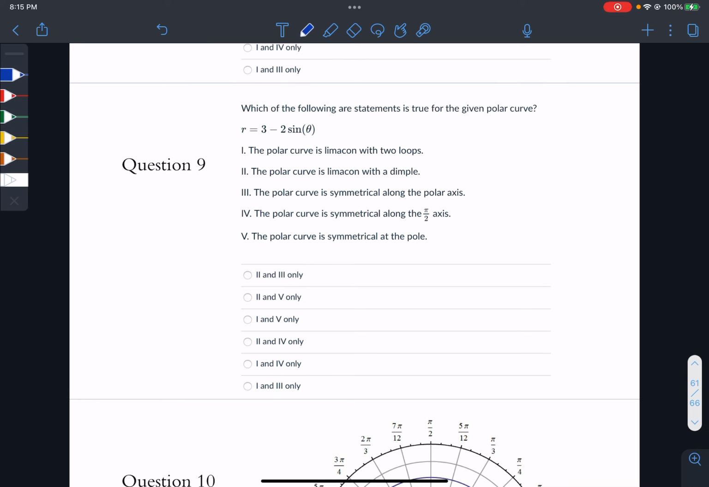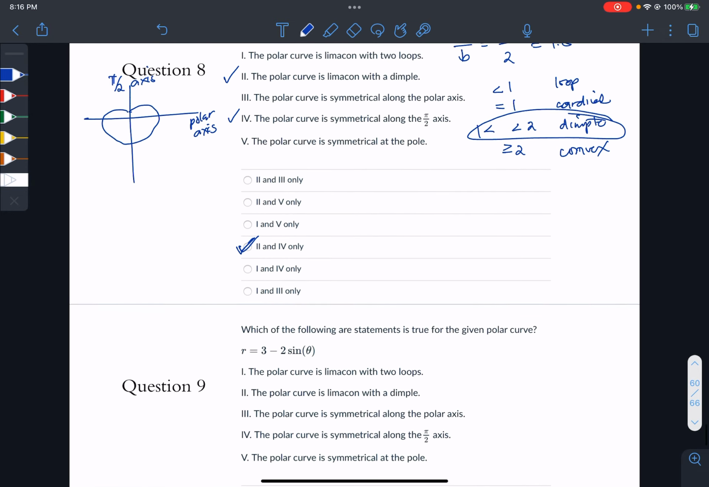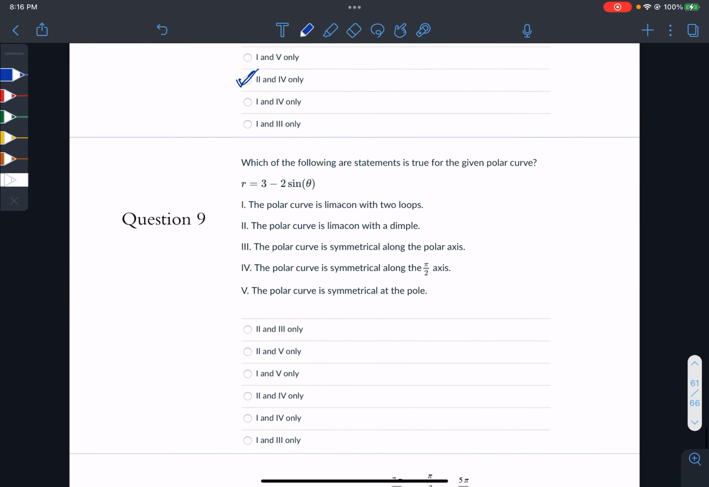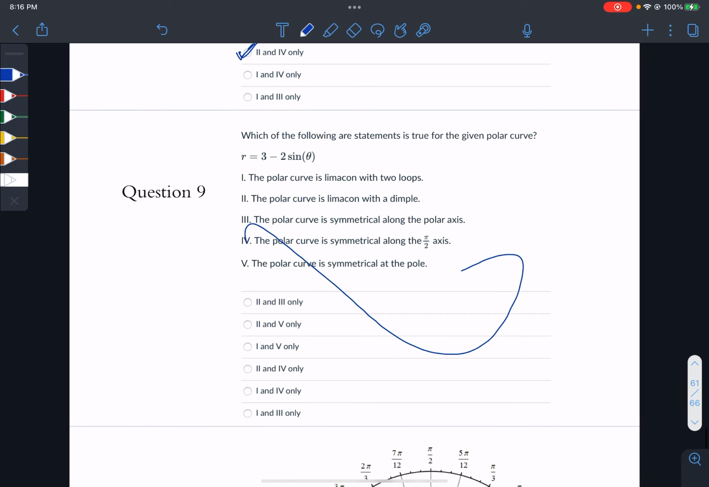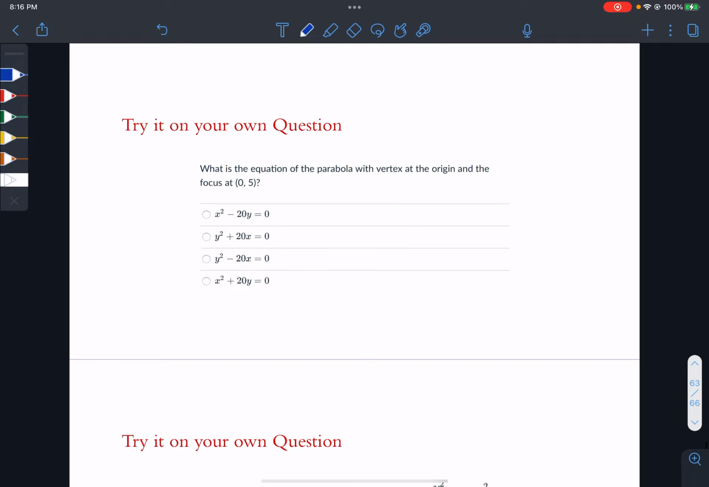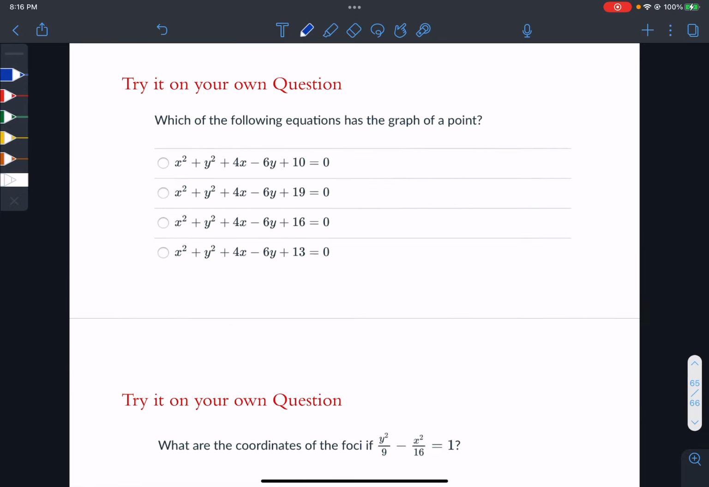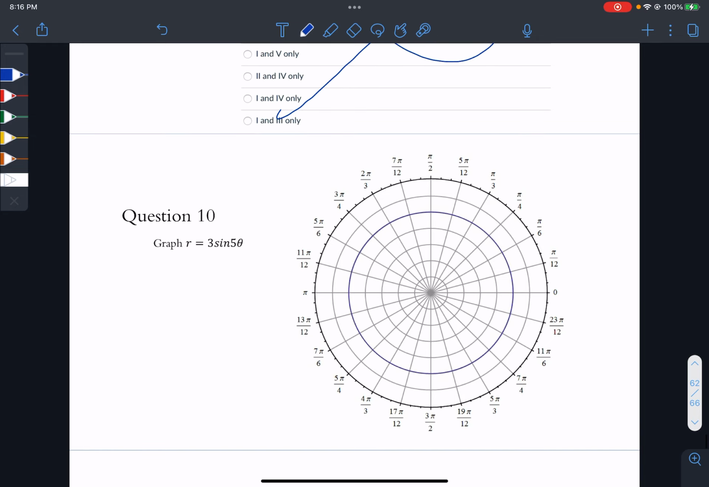So how about this one? Which of the following statements is true for the given polar curve? So 3 over 2. Okay. It's the same. Sorry. This one, it's the same. Oh, nasa dulo yung mga try. For the graphing, I'll leave this one to you.